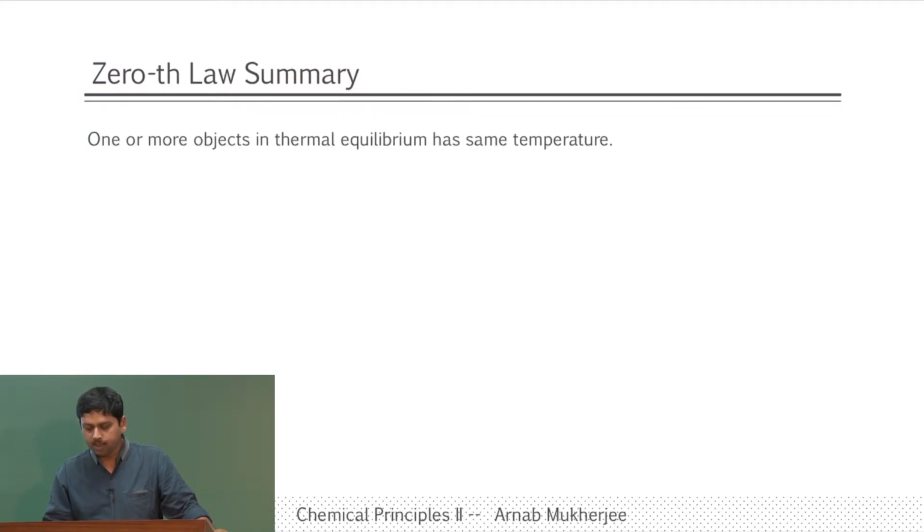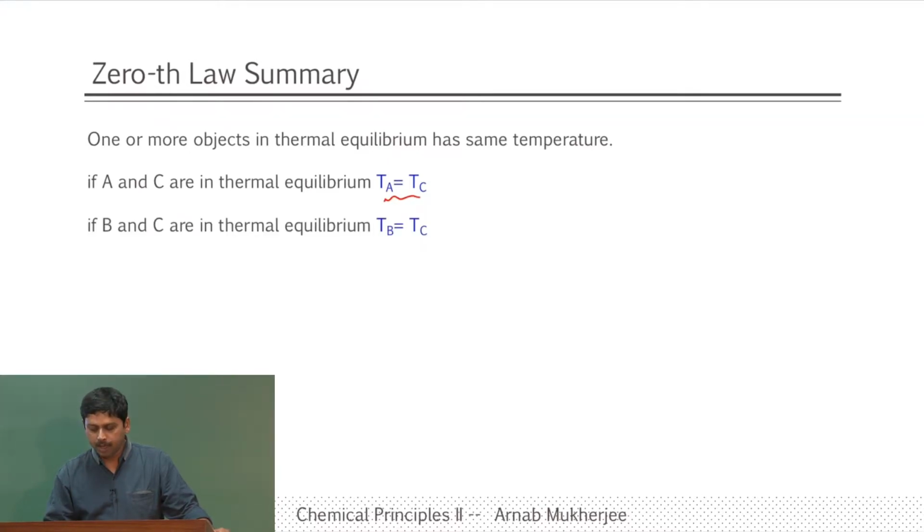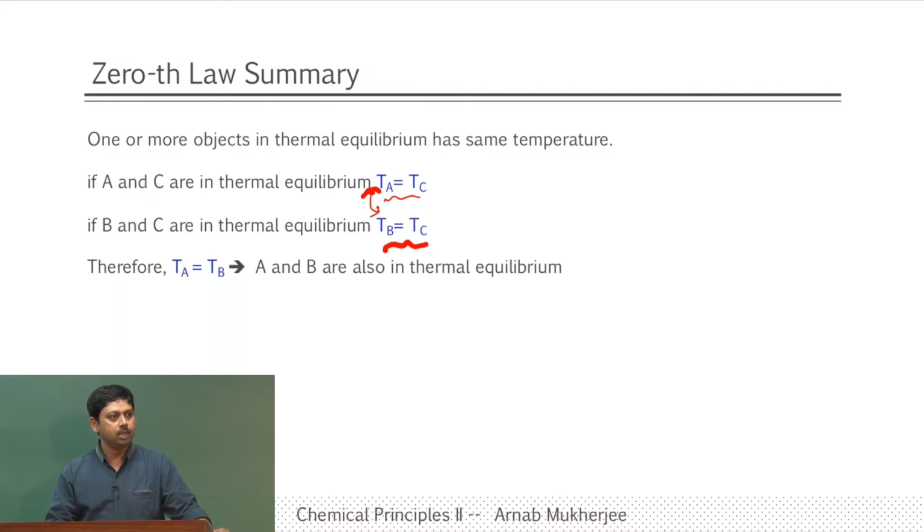One or more objects in thermal equilibrium have the same temperature. We discussed that if C is in contact with A, let us say A and C are in thermal equilibrium, so the temperature of A and the temperature of C will be equal. Let us say B and C are in thermal equilibrium, so the temperature of B and the temperature of C will be equal, and therefore the temperature of A and the temperature of B are also equal, because T A equals T C equals T B. However, we did not specify that A and B are in thermal equilibrium.